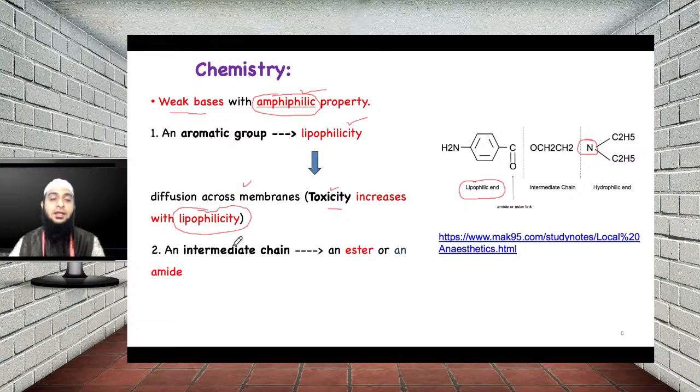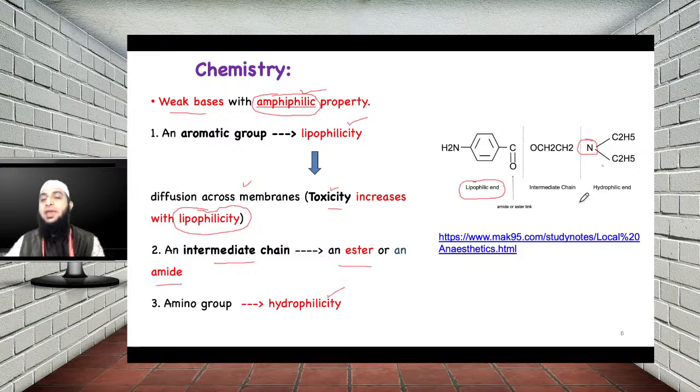The second part is the intermediate chain, which connects your aromatic ring with the amino group. This intermediate chain can be an ester or an amide. Here in this structure, the intermediate chain is an ester, because the C double O CH2 group is there. This intermediate chain just connects the lipophilic group with the hydrophilic group, whereas the third group present is the amino group, and this amino group contributes to hydrophilicity, right?